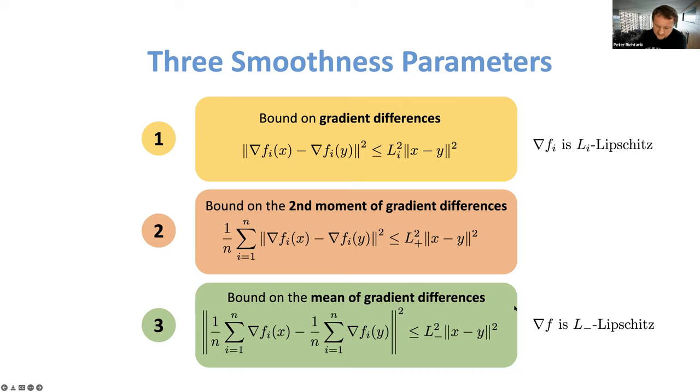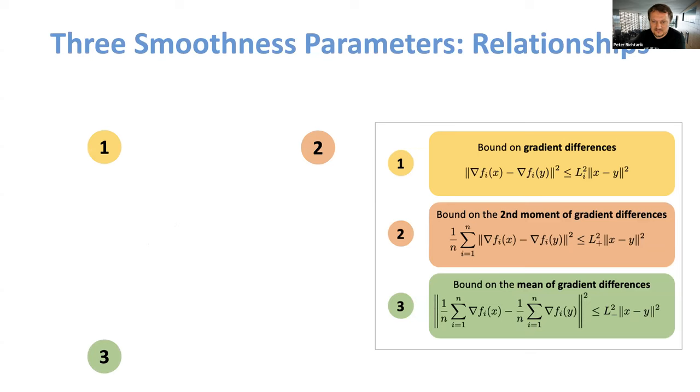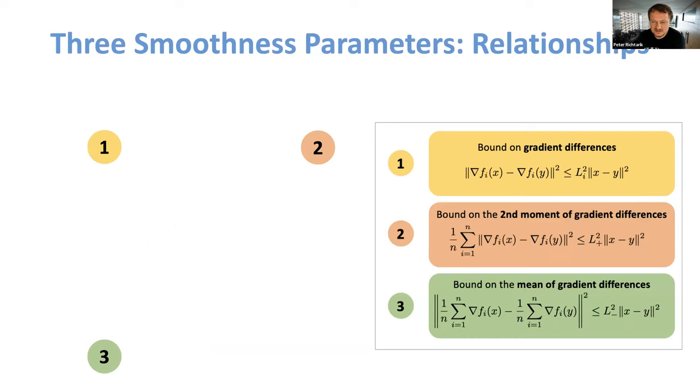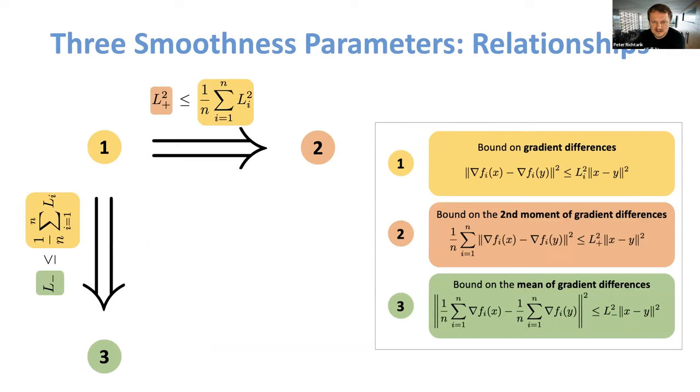It turns out that in order to take advantage of these correlated compressors, these compressors satisfying the AB inequality, you need a different notion of smoothness. And that is, okay, so I have one more slide. We need to introduce a bound on the variance of gradient differences. But before I do that, I show you some relationships between these three notions. It turns out that one implies two, one implies three, and two implies three. This is because of these inequalities.